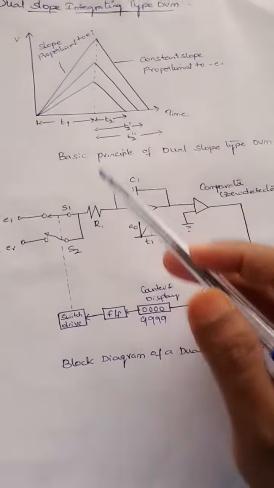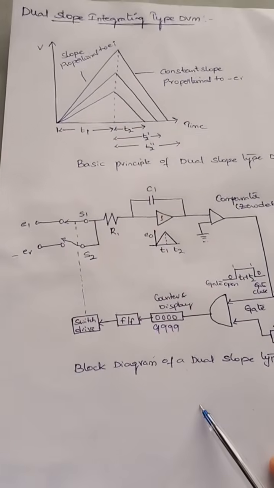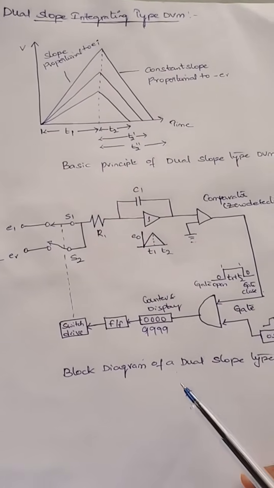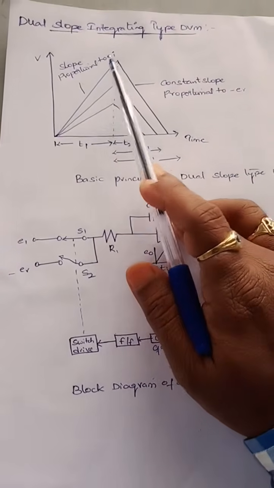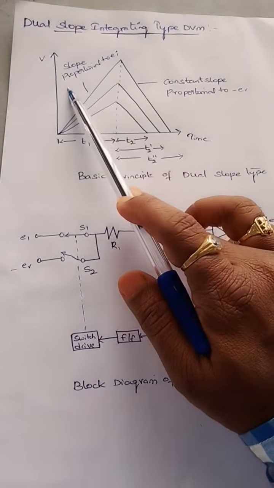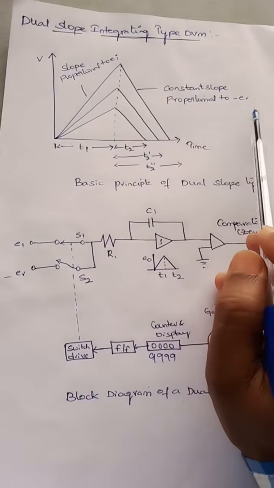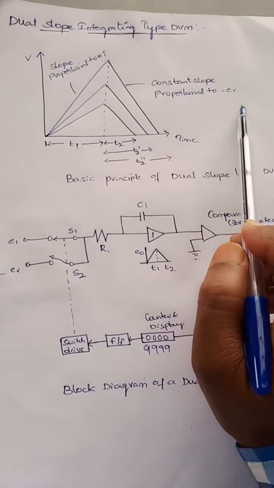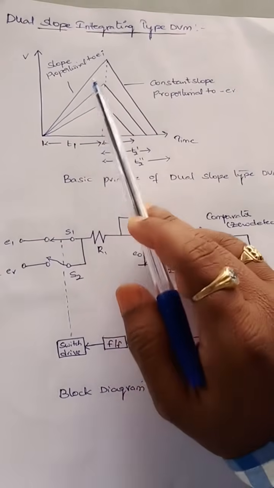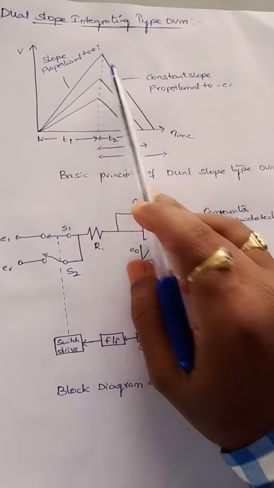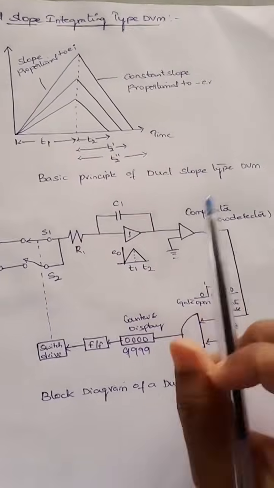Here you can observe two figures, one to explain the basic principle and the other about the block diagram of dual slope integrating type DVM. From this figure you can observe that EI is the slope which is proportional to the input voltage, and this is the slope which is obtained for a negative voltage ER. So we have two slopes, one taken as a positive slope and the other as a negative slope. Now we will explain the basic principle of dual slope type DVM.